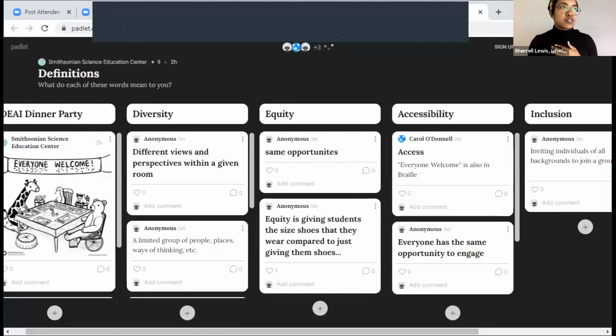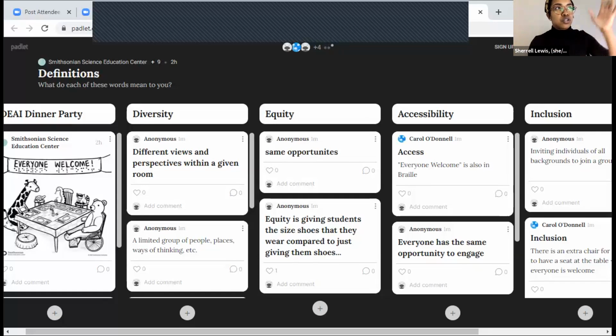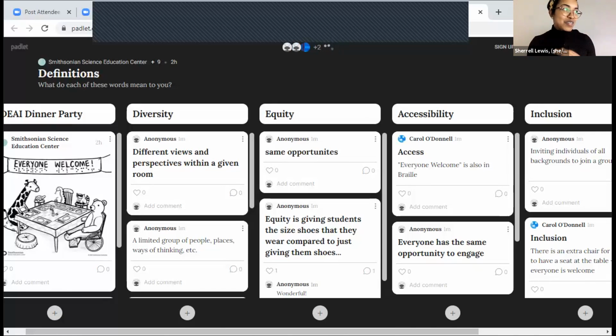Everyone has the same opportunity to engage when we're talking about accessibility. And then for inclusion, I see someone put inviting individuals of all backgrounds to join a group. There is an extra chair for everyone to have a seat at the table. Absolutely, yes. I love that you all are using the image in your definitions. Wonderful.